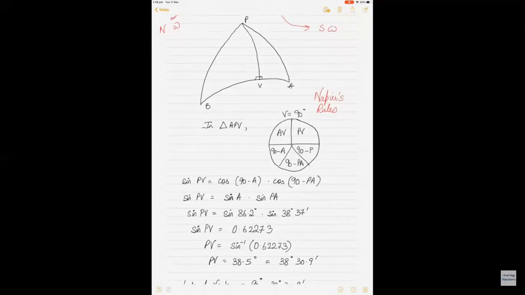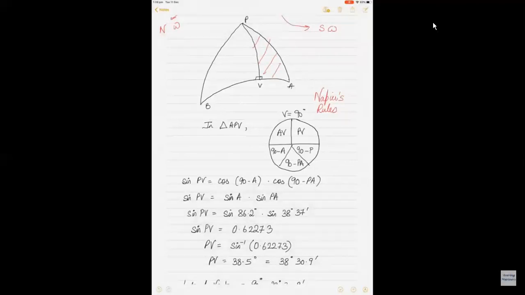You can take triangle PBV if you want, but I am taking triangle APV, which is this triangle here. So we know the two things: we know PA and we know angle A, right? Here vertex is 90 degrees. What we need to find out is the latitude and longitude of the vertex. We write down AV, which is the side next to the vertex, then PV, and angle P. It can go in any order.